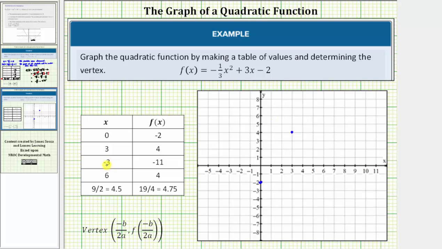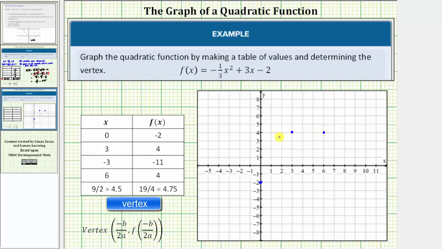Next we have the ordered pair negative 3, negative 11. Notice how this point is not going to be on the coordinate plane based upon how we scaled the axes. So we'll skip this ordered pair and go to the next ordered pair, which is 6, 4. From the origin, we move right 6 up 4 here.